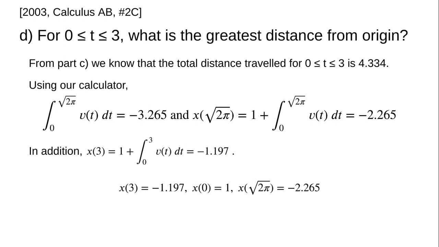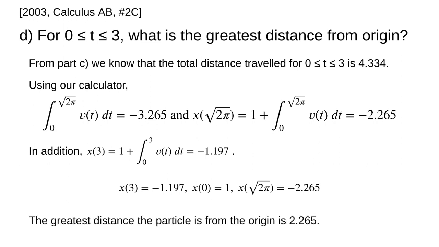We're only concerned about the greatest distance from the origin, so we don't really care which side of the origin it is on. So if we look at the absolute values of these positions, the greatest distance the particle is from the origin is 2.265 units. It happens to be on the left, but so what?